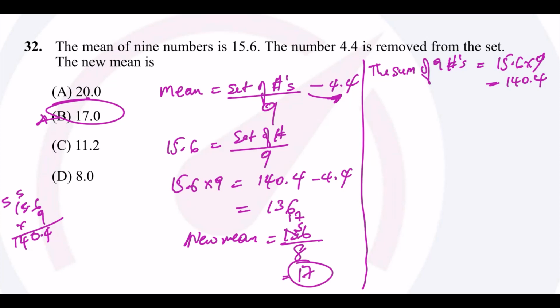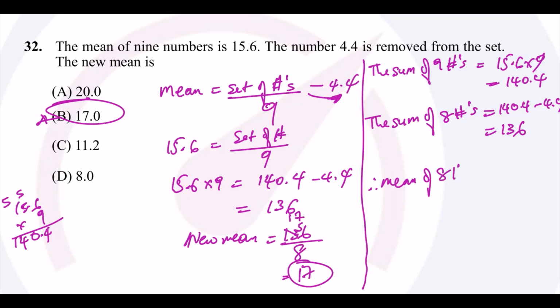Then the sum of 8 numbers is going to be 140.4 minus 4.4. We did it already, and that gives me 136. Therefore, the mean of 8 numbers is going to be equal to 136 divided by 8, which gives me 17.